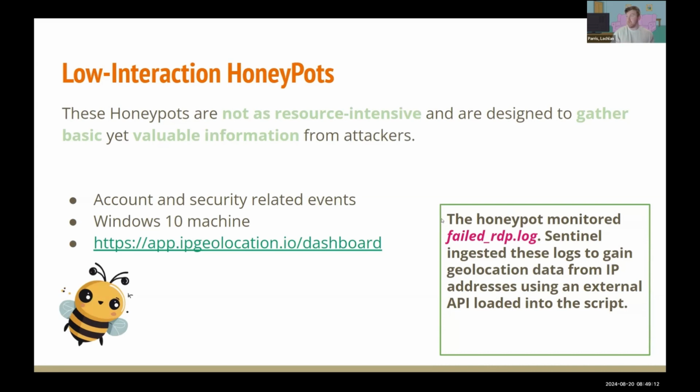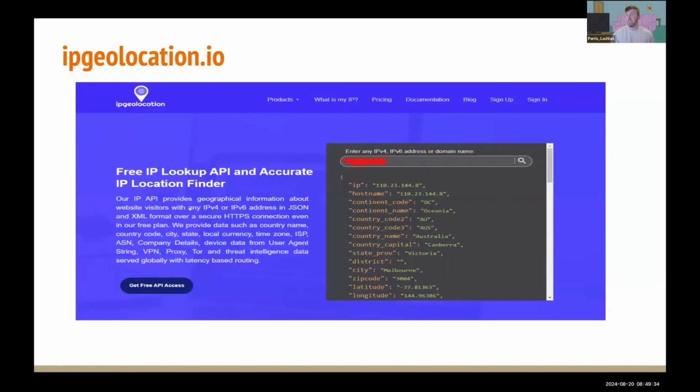So I did build a honeypot for this instance. It was monitoring failed RDP logs, this remote desktop. In Sentinel, it was ingesting these logs to gain geolocation data from an IP address. We just used a script that would reach out to an external API. ipgeolocation.io, that's the external API that we used. You can just sign up, and effectively what the script is doing is putting the IP addresses into that little search bar up here, and it will give you the geolocation data.